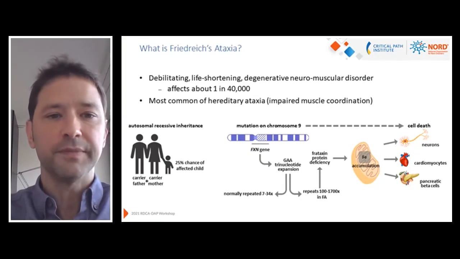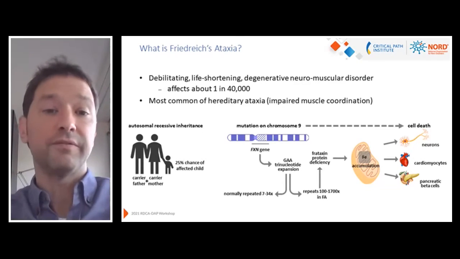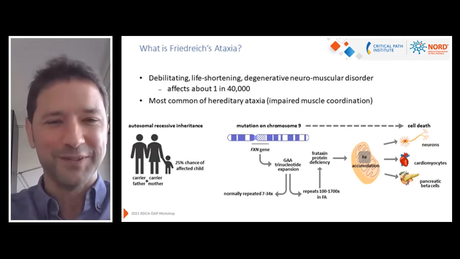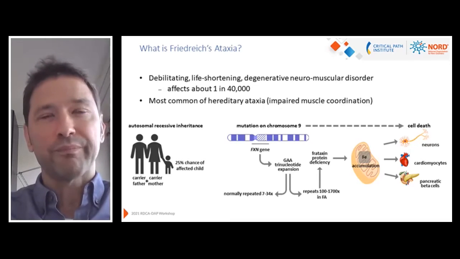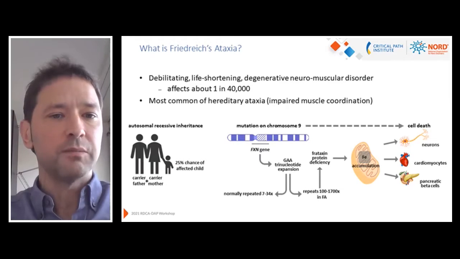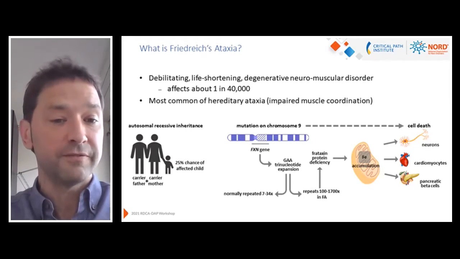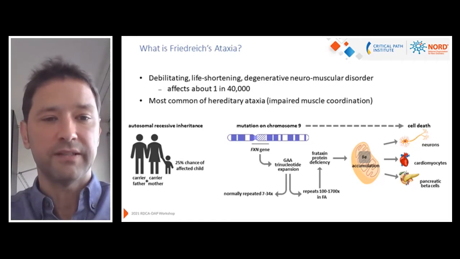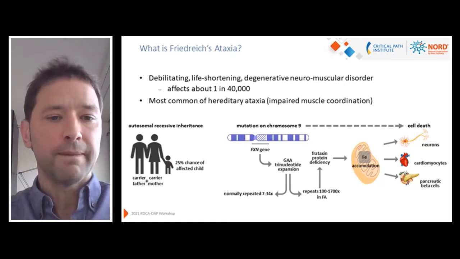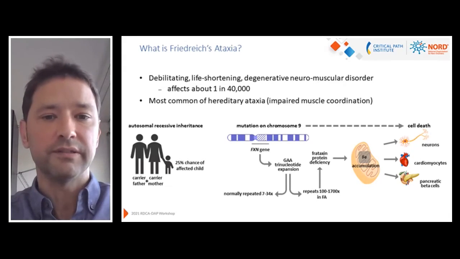So what is FA? It's a life-shortening degenerative neuromuscular disorder. It affects about 1 in 40,000 people, and it's easier to remember if you say there's about 5,000 patients in the US and about 10,000 supposed to be in Europe. It's the most common hereditary ataxia. Its inheritance is autosomal recessive. So carriers are usually unaffected or asymptomatic, and children have a chance of 25% to inherit the disease.